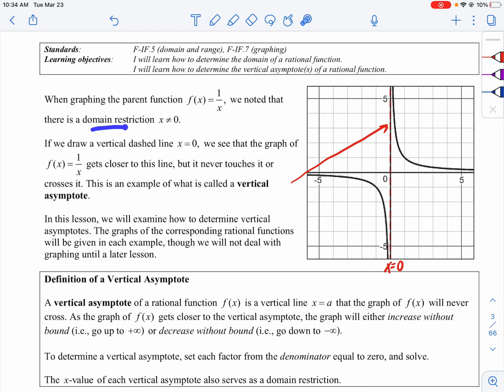So here, if we draw a vertical line, remember that this x cannot be 0, right? There is a domain restriction. We learned that in the previous lesson. There is a domain restriction where x cannot be equal to 0. If we draw a vertical dashed line where x equals 0 is, we see that the graph of 1 over x gets closer to the line, but it will never touch it, or it will never cross it. This is an example of what is called a vertical asymptote. So how do we get the vertical asymptote?